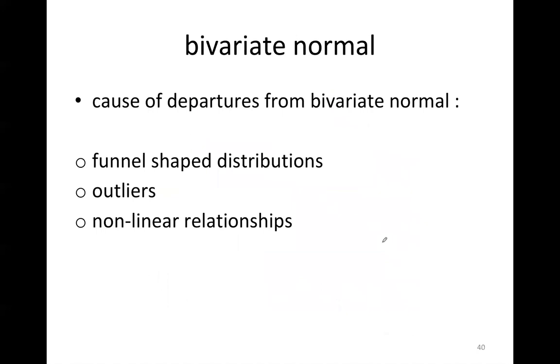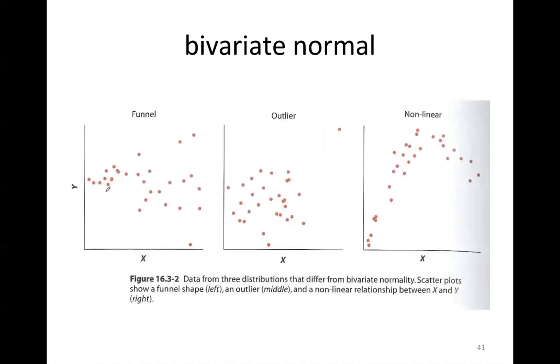In what different ways might the joint distribution of two variables deviate from the bivariate normal? You could have weird situations. You could have funnel-shaped distributions like this. Here, x and y are related, but not in their means: the values of y show increasing variance as values of x increase, as you see. You can have outliers, of course, or you could have non-linear relationships. These types of relationships would all be deviations from the bivariate normal.